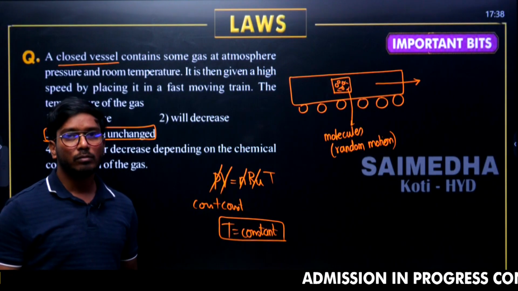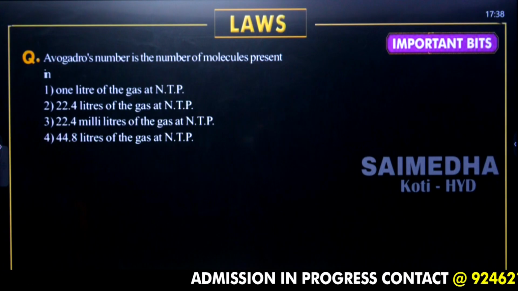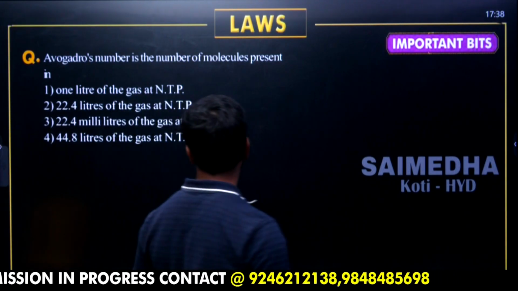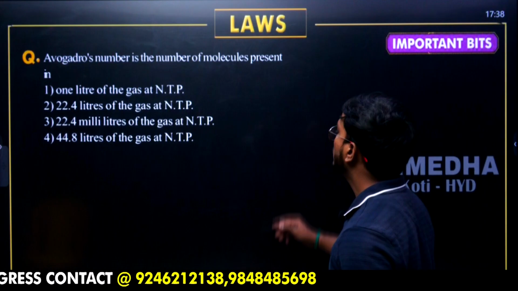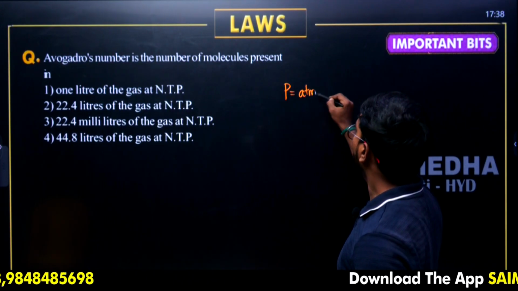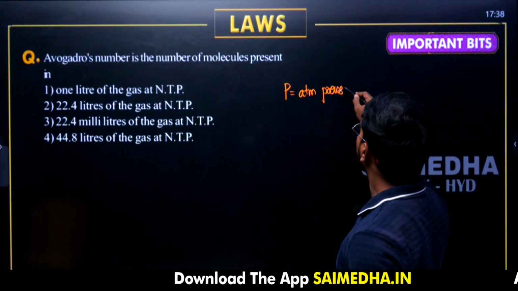Okay. Moving on to the next question. Next question given over the board is Avogadro's number is the number of molecules present in. This is a standard question. Remember this, pressure is going to be what? Atmospheric pressure, that is 760 mm of Hg.